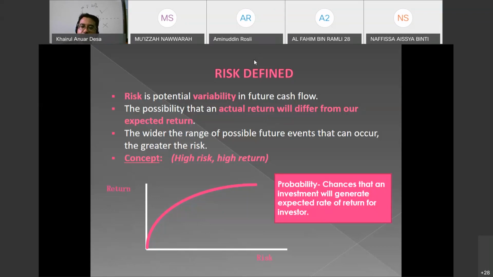The wider the range of possible future events that can occur, the greater the risk. Here is the probability. The probability is the chance that an investment will generate the expected rate of return for the investor. Here you can see when the risk is high, the return is also high. Low risk, and the return is also low. Right?